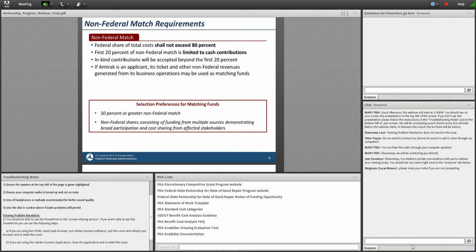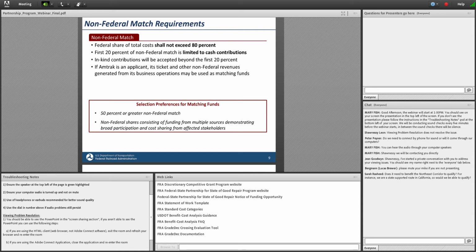Also note that Amtrak has a particular allowance in this program. If they are an applicant, Amtrak may use its ticket or other non-federal revenues that it generates from business operations as non-federal matching funds. It is on Amtrak to demonstrate that the match funds they would put forward under that provision are in fact sourced from the revenue or business operations.